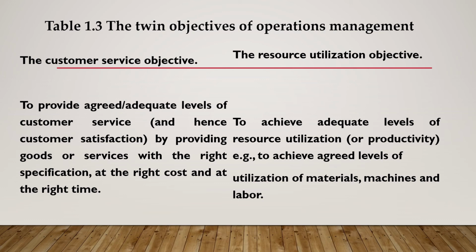Next part will be the twin objectives of operations management, which is divided into the customer service objective and resource utilization objective. So that means we have to satisfy the needs or wants of our customers, and also we have to satisfy or attain the objectives or goals of the organization by properly utilizing our resources. So we have to provide goods or services to our customers at the right quality, at the right quantity, at the right cost, and at the right time by effectively and efficiently using our resources.